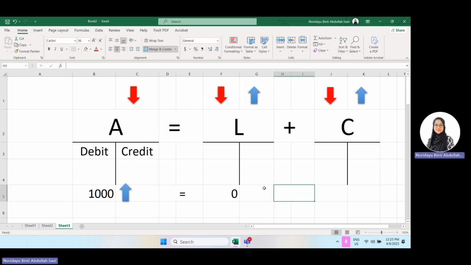And then we have the plus. So definitely this side, plus 1,000, or increase in my asset, should equal, for this side, the L and C also must be increased by the same amount. Of course, my capital will be increased by 1,000 because as the owner, I start my business, I introduce cash. So asset increased by 1,000, capital increased by 1,000. Here is positive, here is positive, equal.